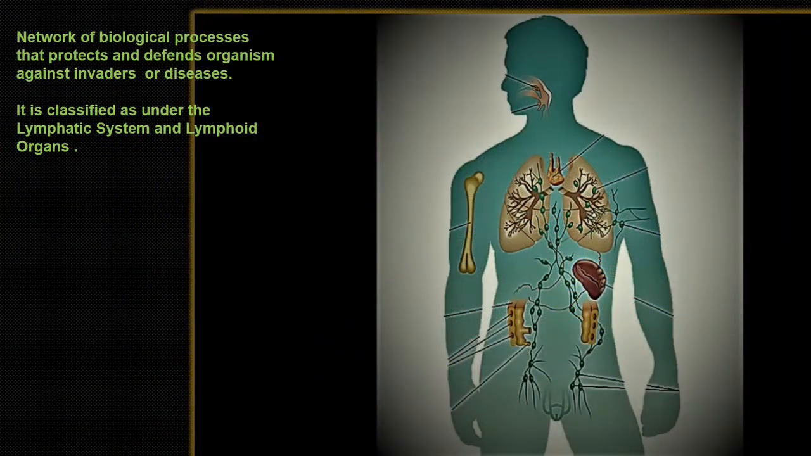The immune system is a network of biological processes and it protects and defends the human body against invaders or diseases. It is classified under the lymphatic system and lymphoid organs. And these are primarily composed of number one, the bone marrow, where billions of WBC are being manufactured.